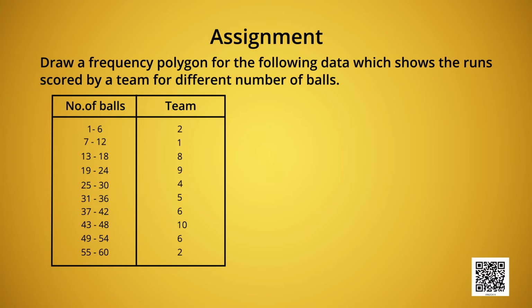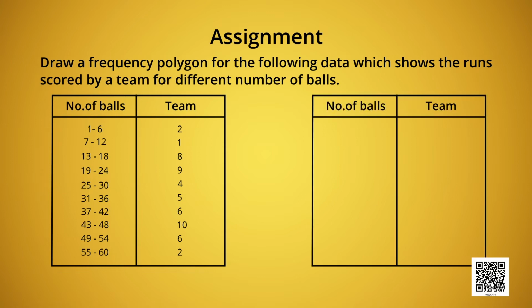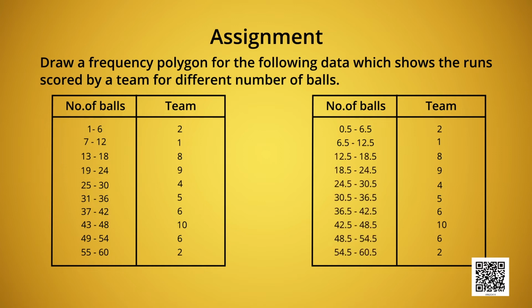Now children, you increase the upper limit of every class interval by 0.5 and decrease the lower limit of every class interval by 0.5. So you get a class interval distribution like this: 0.5 to 6.5, 6.5 to 12.5, 12.5 to 18.5 and so on till 54.5 to 60.5. Now clearly this distribution is continuous. So now it will be easier for you to make the frequency polygon. So please try it yourself.